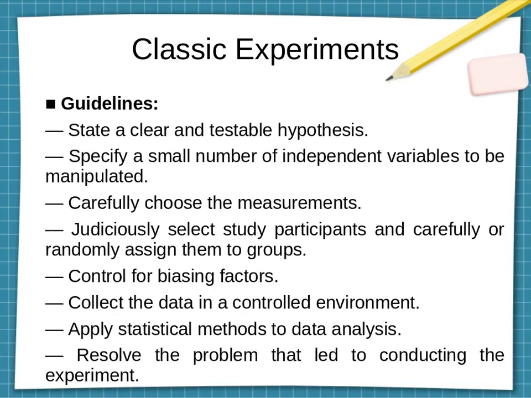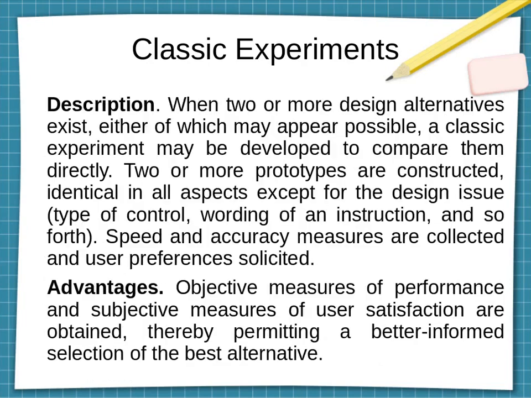Guidelines: state a clear and testable hypothesis. Specify a small number of independent variables to be manipulated. Carefully choose the measurement. Judiciously select study participants and carefully or randomly assign them to groups. Control for biasing factors. Collect the data in a controlled environment. Apply statistical methods to data analysis. Resolve the problem that led to conducting the experiment.